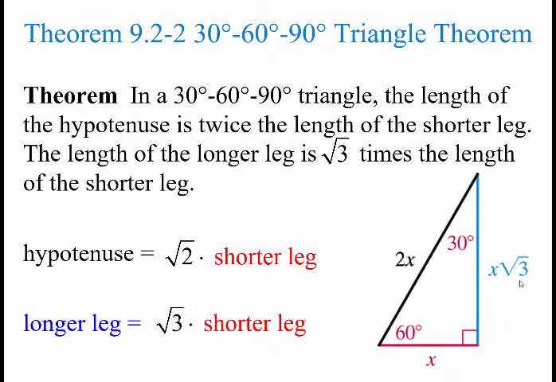In the longer leg here, the length of the longer leg is square root of 3 times the length of the shorter leg. So square root of 3 times the shorter leg right here, right? And the longer leg is opposite the 60-degree angle. So shorter side is x, longer side is x square root of 3, and hypotenuse is 2x. All right, forget this little typo here.